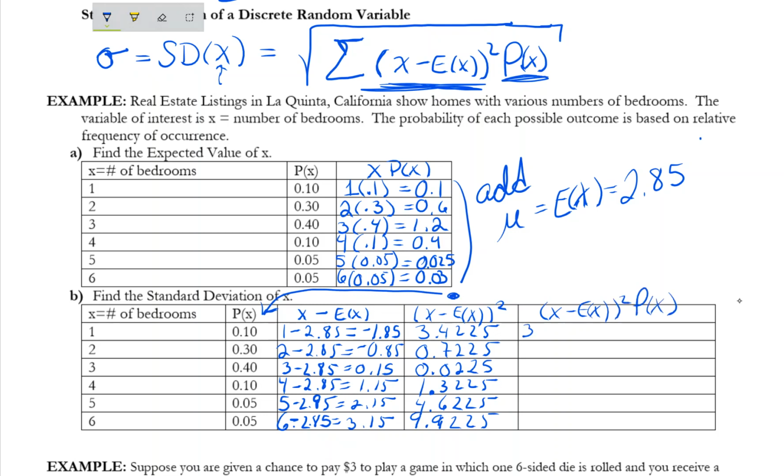So I'm going to take 3.4225 times 0.1, and that will give me 0.342. I get to take 0.7225 times 0.3, and that will give me 0.217, and so on and so forth.